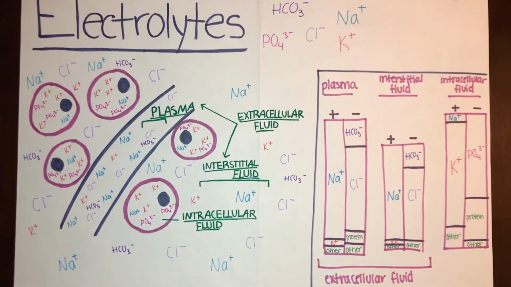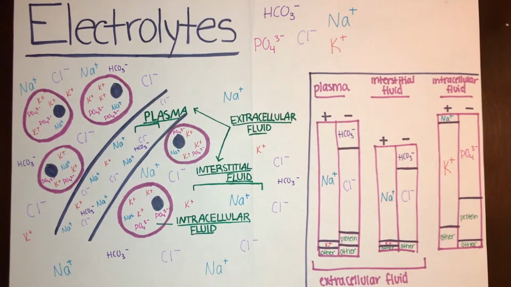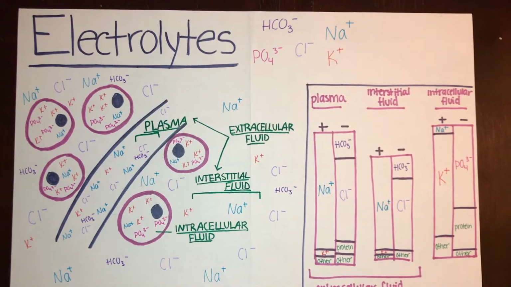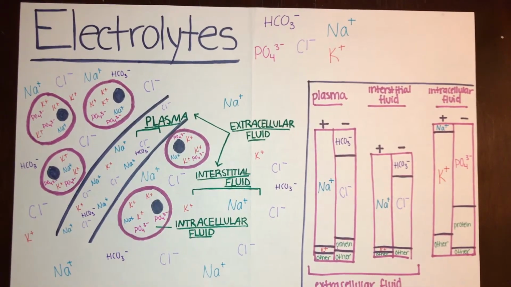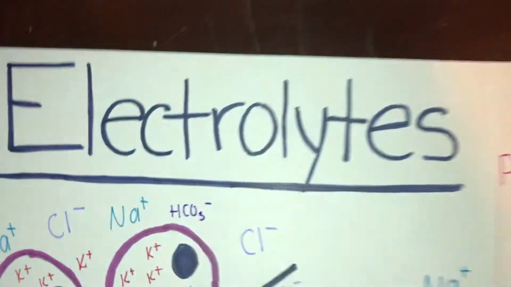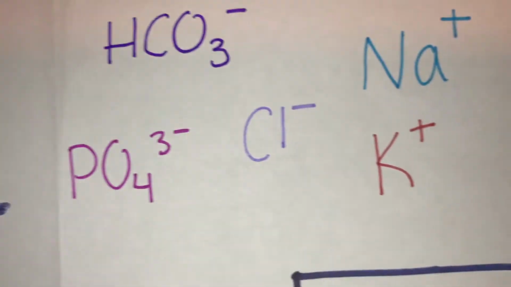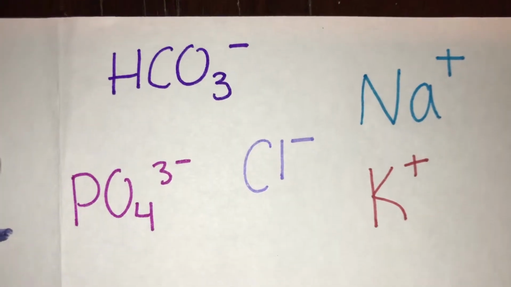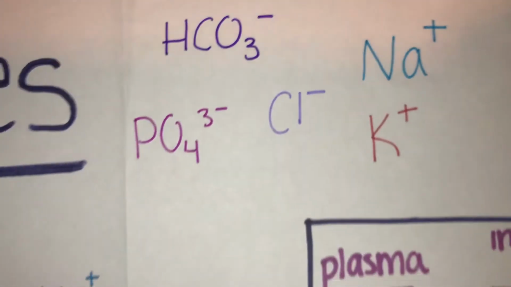Electrolytes are charged ions, classified as either cations or anions. Anions being negatively charged ions, and cations being positively charged. There are 5 major electrolytes in the body that are located within these water compartments. These include sodium, potassium, bicarbonate, chloride, and phosphate.